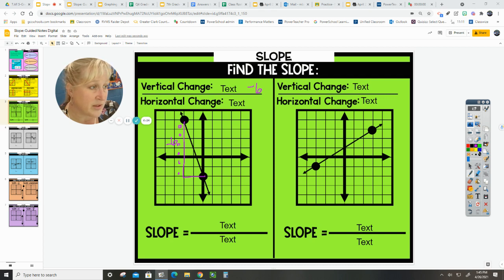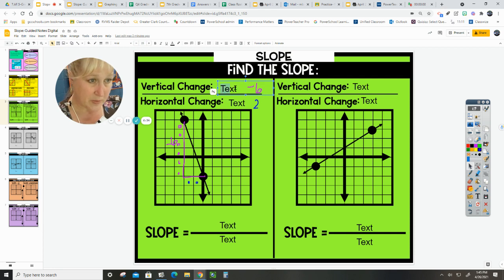And my run is 1, 2, positive 2. So if I type this, negative 6 over 2, that just means negative 6 divided by 2. Well, that's negative 3, which I can write as negative 3 over 1. Sometimes it wants it with the 1 on the bottom.